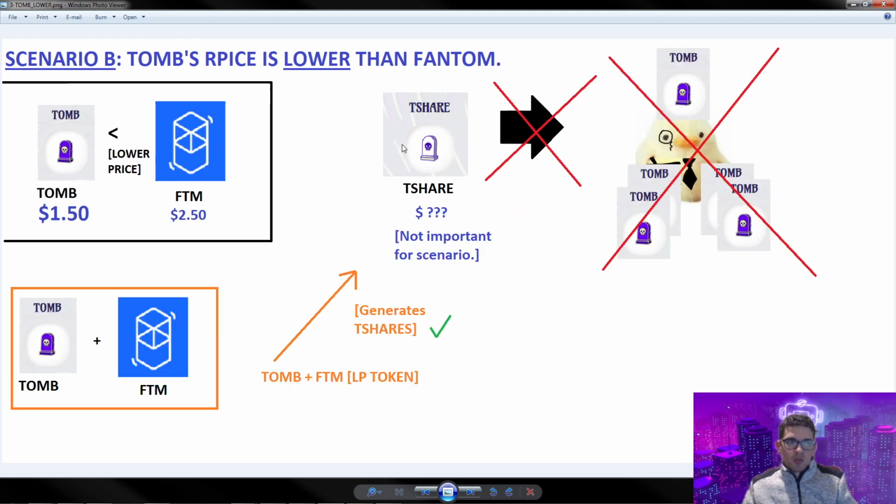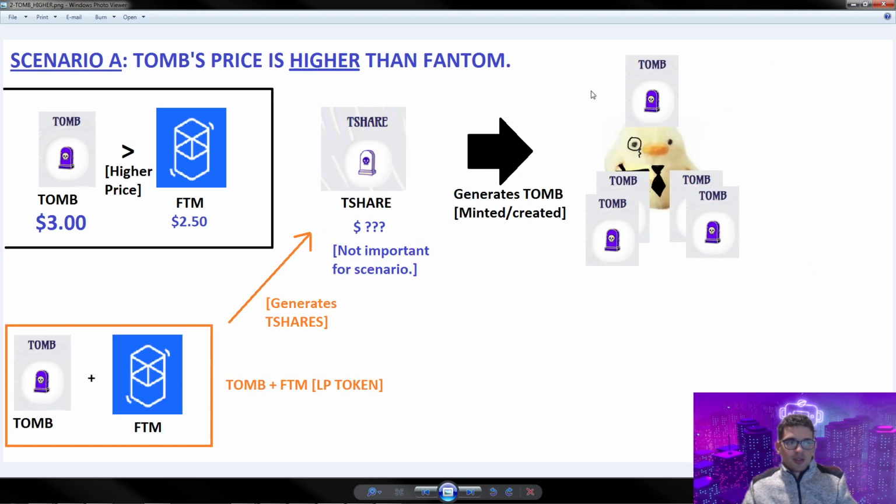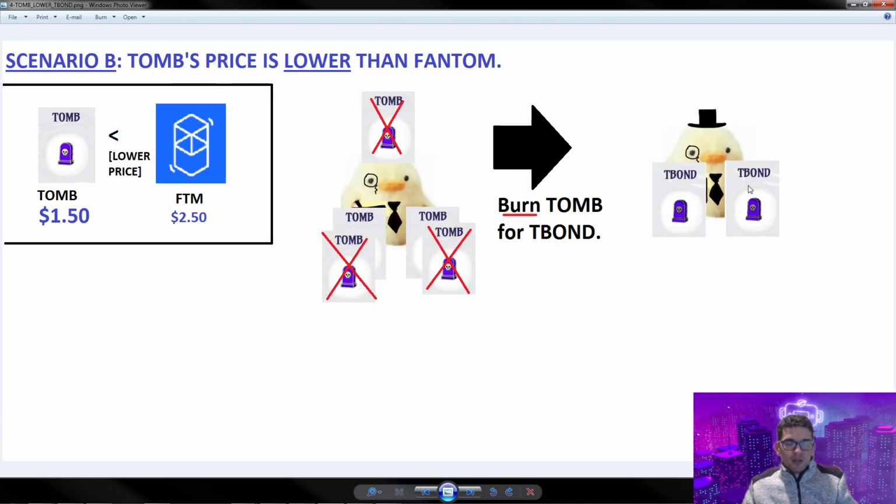So what I can do is, you remember how I was stacking all these TOMB tokens? Well, now that the price is under, I can actually turn them in, burn the TOMB token, so boop, boop, bye-bye. We talked about too much excess supply. Well, now it's way less. And I get what is known as T-bonds.